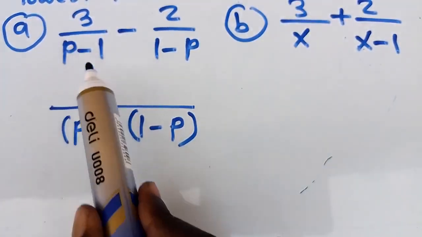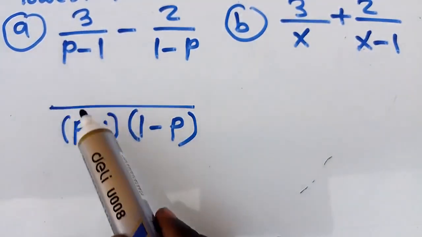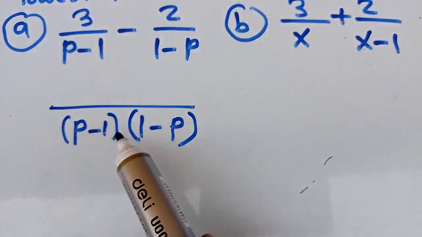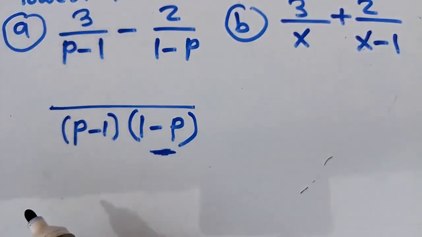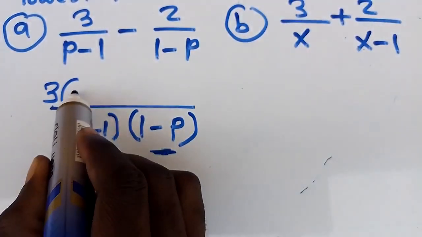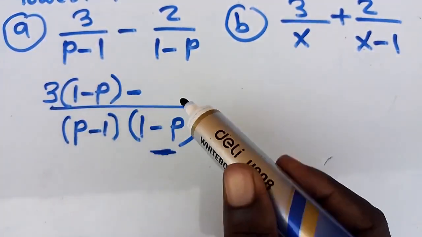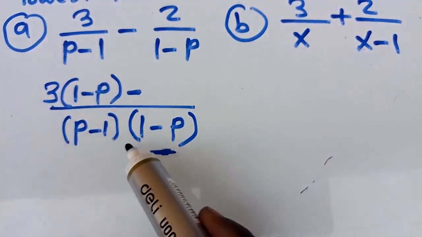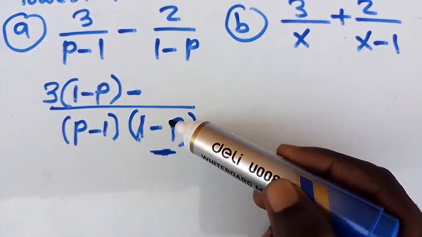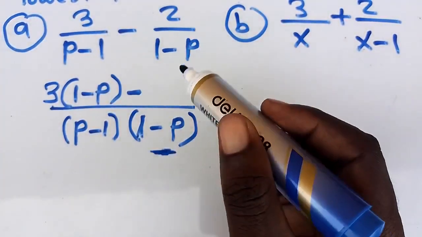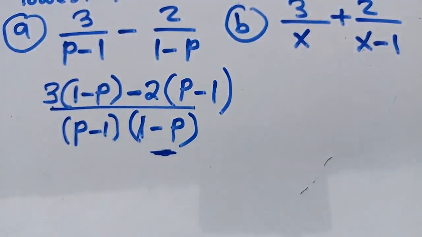Then you say this into that. You say p minus 1 into p minus 1. This and that will be cancelled. You are going to remain with this part here. So you multiply it with the 3 that is there, by 1 minus p. Then you say minus this 1 minus p into this. You discover that 1 minus p and that one will be cancelled. You are going to remain with the p minus 1. So you are multiplying with a 2 there, then p minus 1.